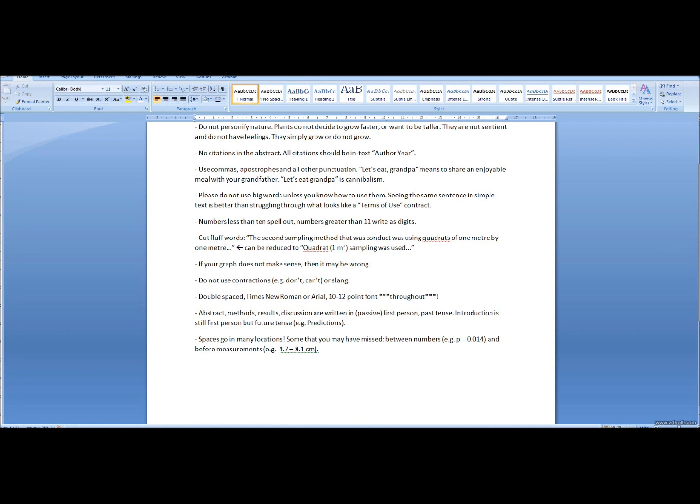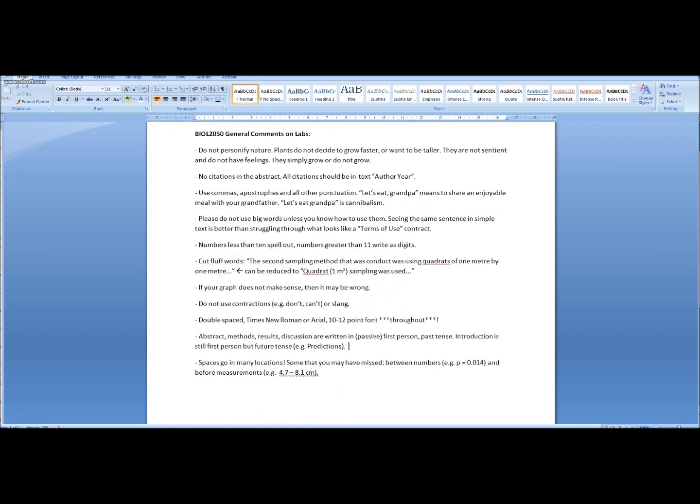Spaces mean a lot, especially at the ends of periods. I don't know why this happens so much, but some of you begin a new sentence and there's no space at the beginning of the sentence. A lot of journals actually require 2 spaces after a period, so the fact that you're not even putting 1 is just completely uncalled for. So please, add your spaces.